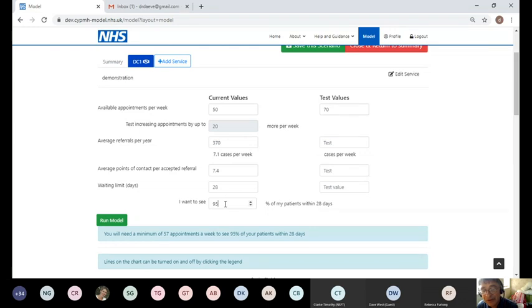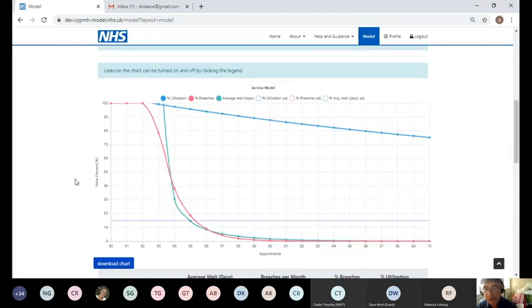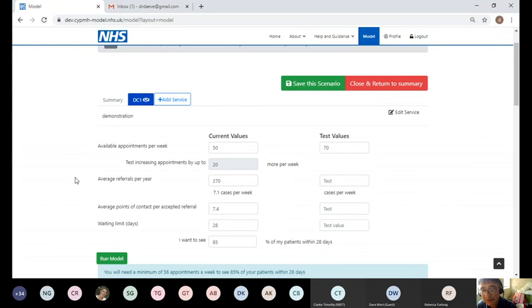If you only wanted to see 85%, so really not a particularly stringent wait time parameter, you're then down to 56 appointments per week. And so you assess your service, you get those key numbers for your service, either a service that you're already working with, that you're trying to improve the flow through of patients, make it more sustainable, or you're trying to bring some services together into a single service, or you're going to create a brand new service.